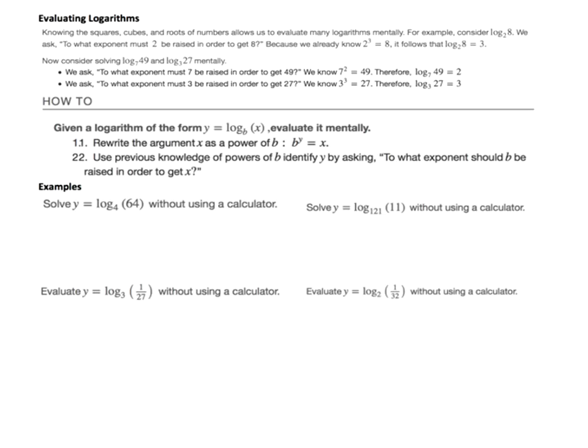Okay, so evaluating logarithms. Knowing the squares, cubes, and roots of numbers allows us to evaluate many logarithms mentally. It would be beneficial for you to just learn perhaps the first 25 squares. So when I say that, I'm talking about, okay, 1 squared is 1, 2 squared is 4, 3 squared 9, 4 squared 16, 5 squared 25, all the way up to 25 squared. 25 squared is 625. It would benefit you to just memorize those.